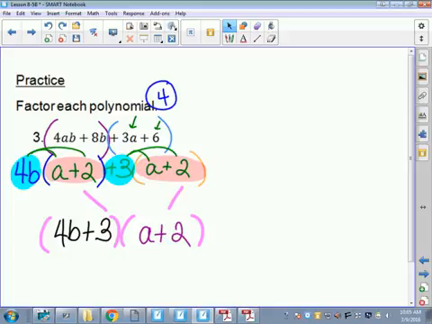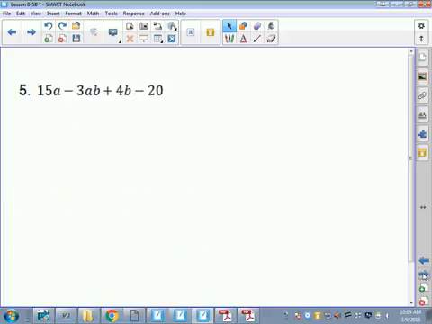Right? So let's skip this one. Let's do number 5. 5's kind of a sneaky one. So number 5, notice how many terms we've got. Does everybody see 4 terms? 15a, a negative 3ab, a positive 4b, and a minus 20.